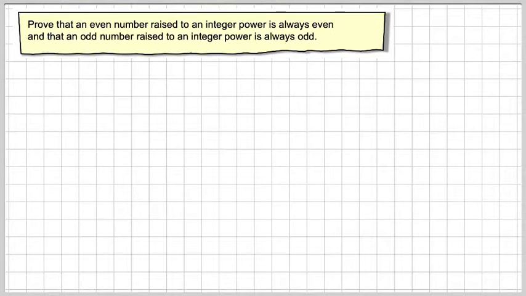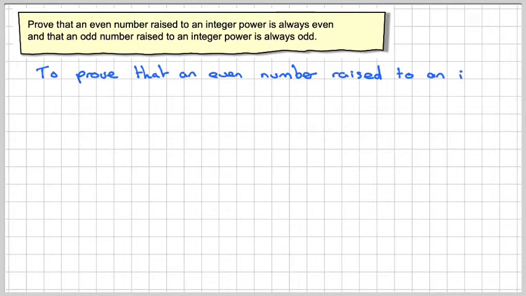Hi, this video arose from my previous video about proving that a logarithm was irrational. So it says, prove that an even number raised to an integer power is always even, and that an odd number raised to an integer power is always odd. And we'll talk about positive integers here.